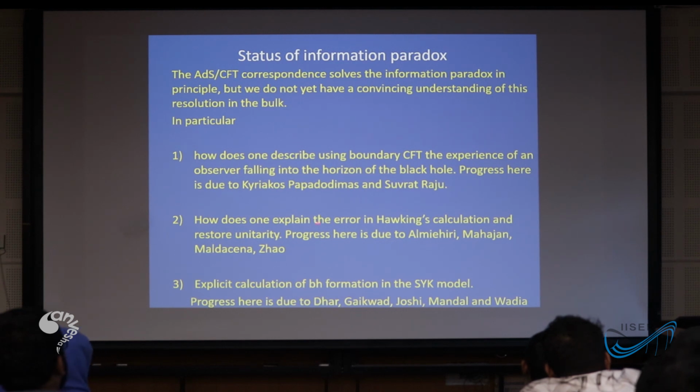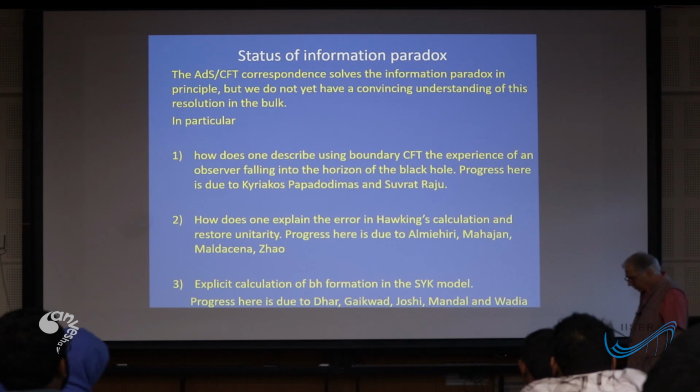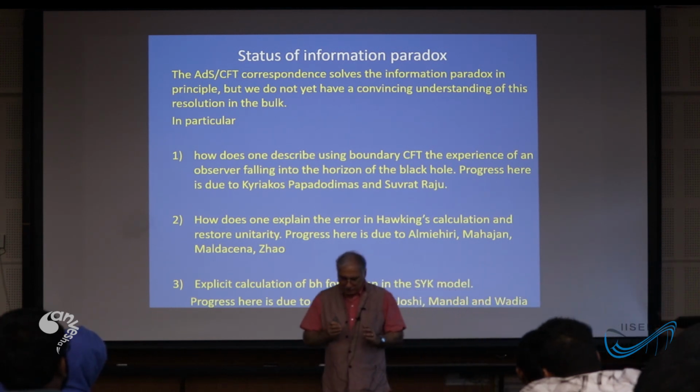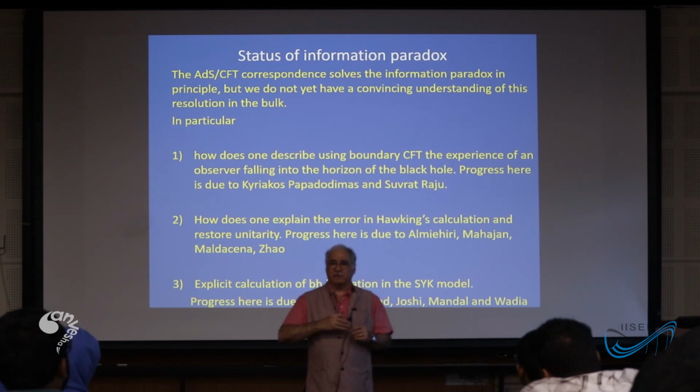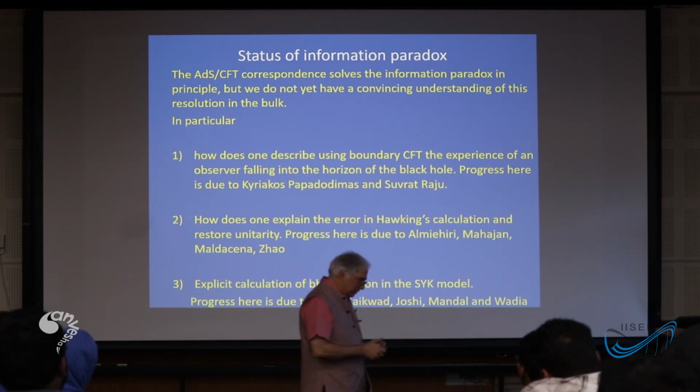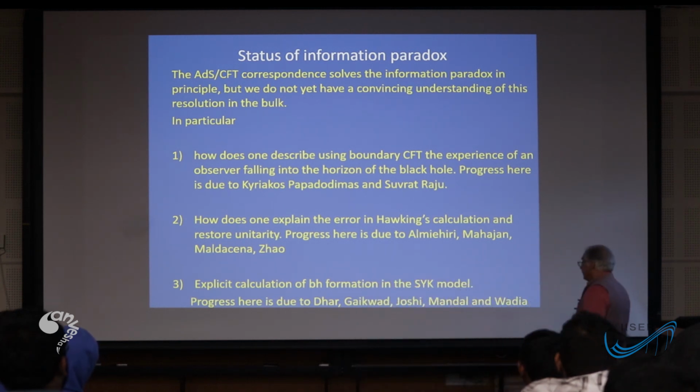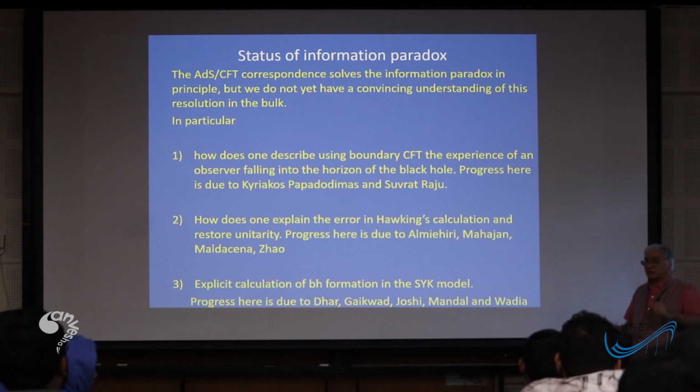Then how does one explain the error in Hawking's calculation and restore unitarity? There's a recent work by these authors which is very beautiful, showing how a certain term was missed out by Hawking in the calculation of the entanglement entropy. Now, these people have worked in a toy model again, as physicists always do, but I think there is a very good chance that this problem will eventually be resolved in some satisfactory way.